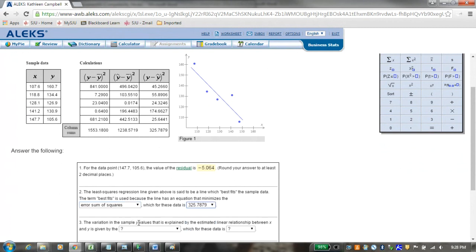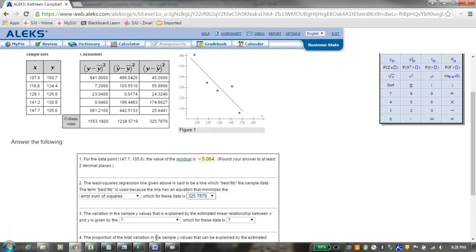The variation in the sample y values that is explained by the relationship between x and y. The variation that is explained. The explained portion is y hat minus y bar. It's your sum of squares regression. That's the explained part. The error is the unexplained part, and together they make the total. So the explained part is regression, and the amount of regression is 1238.